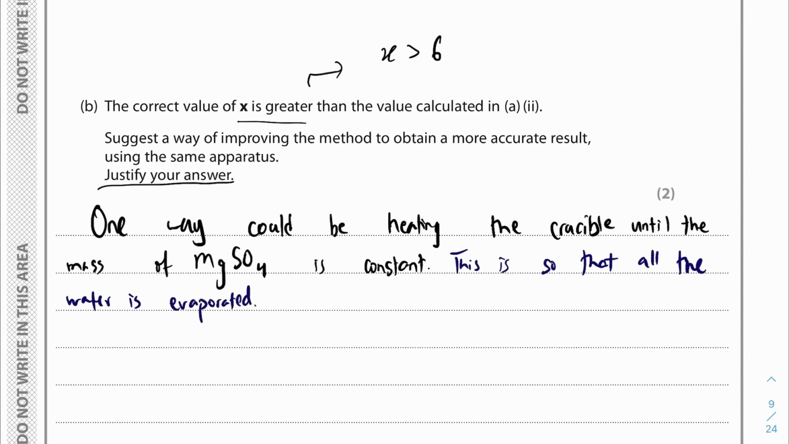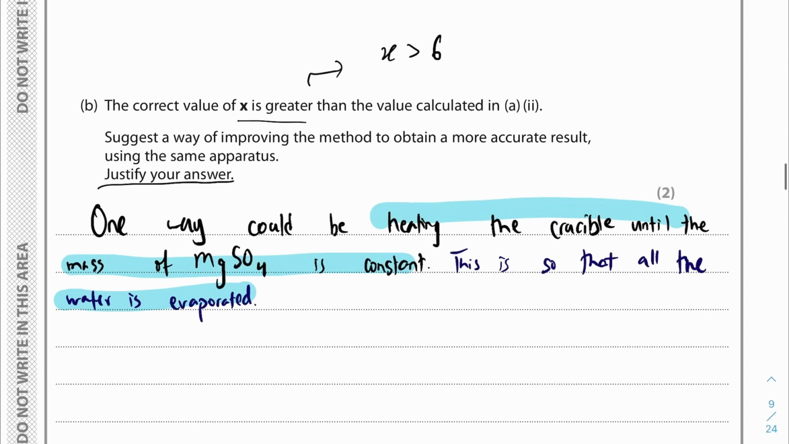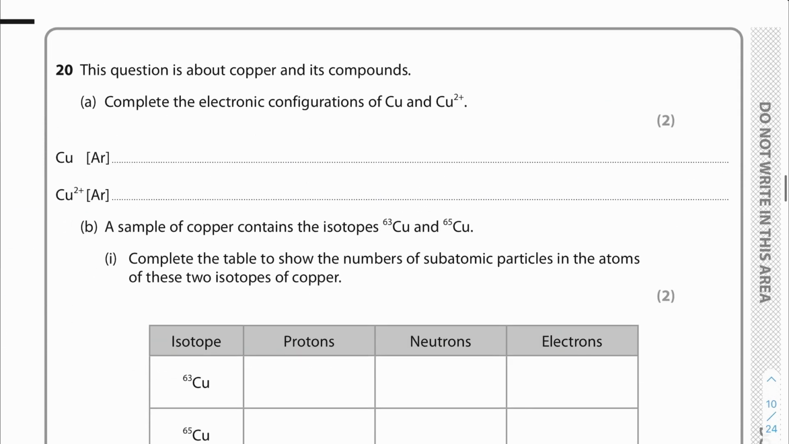So what are the 2 marks? The 2 marks are saying that we should heat it until it's constant. Second mark is that so that all the water is evaporated. Pretty straightforward. Let's move on to question number 20.